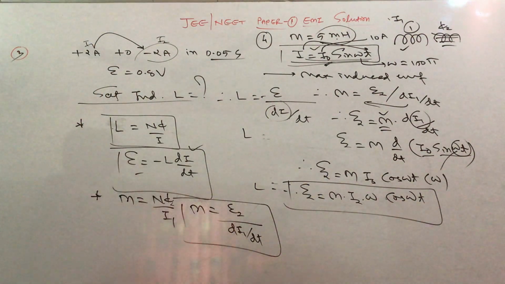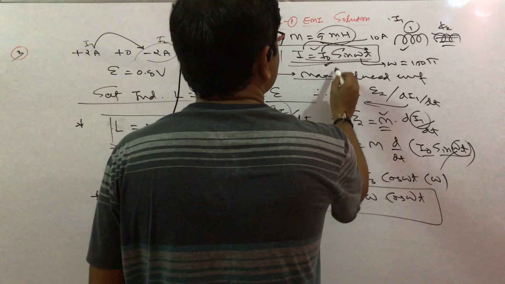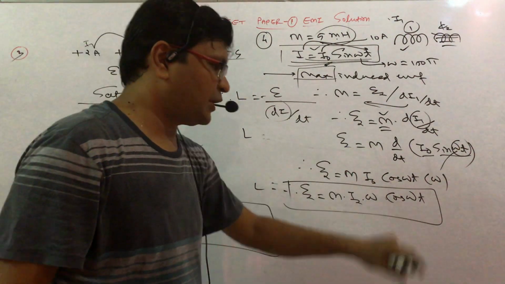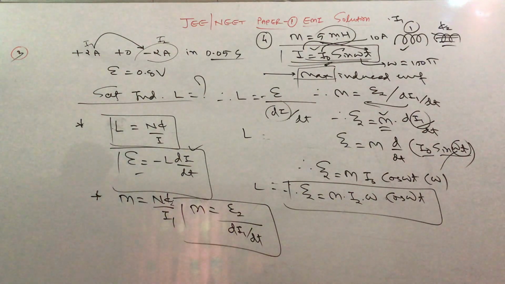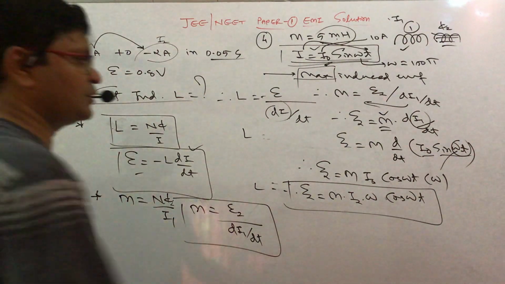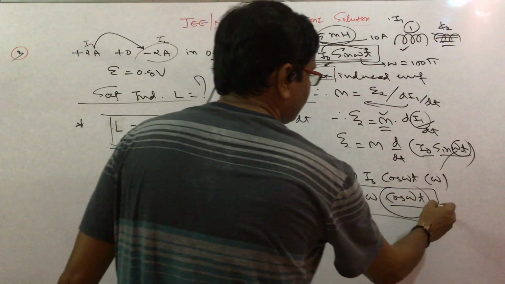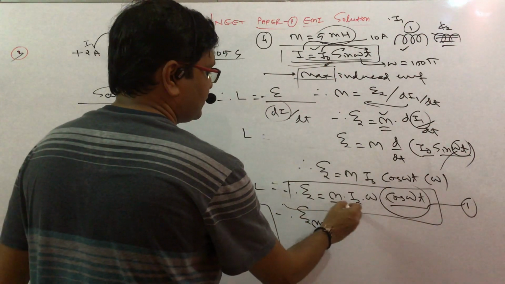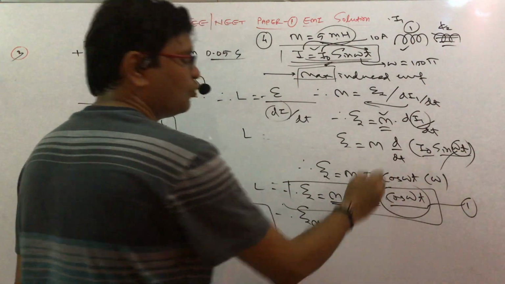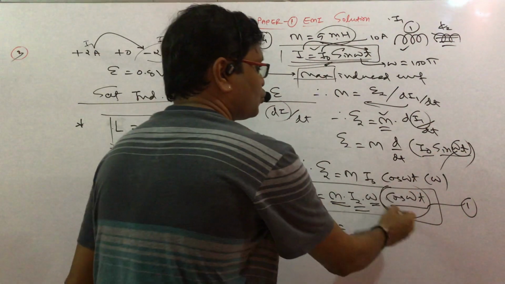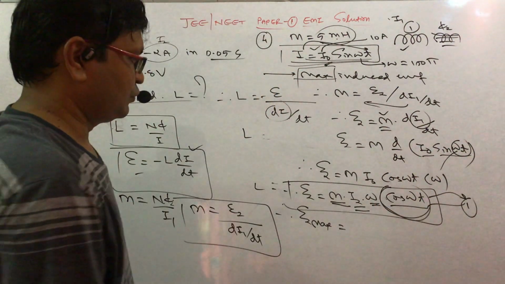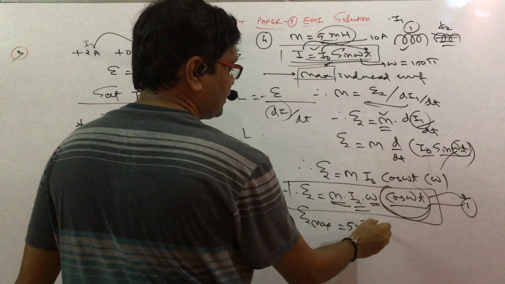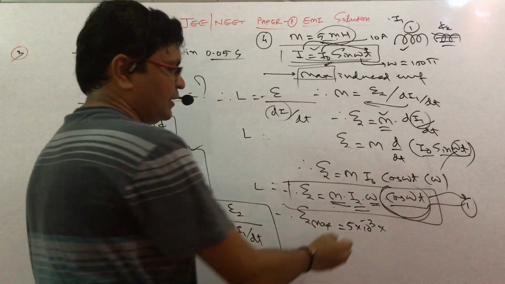But friends, check this word, maximum induced EMF. Here induced EMF depends upon the cosine function. What is the maximum value of the cosine function? Obviously, to obtain the maximum value, it is 1. So maximum induced EMF is M I naught omega only, when cos omega t becomes equal to 1. So what is M? It is already 5 millihenry, so 5 into 10 raised to minus 3 because of milli.